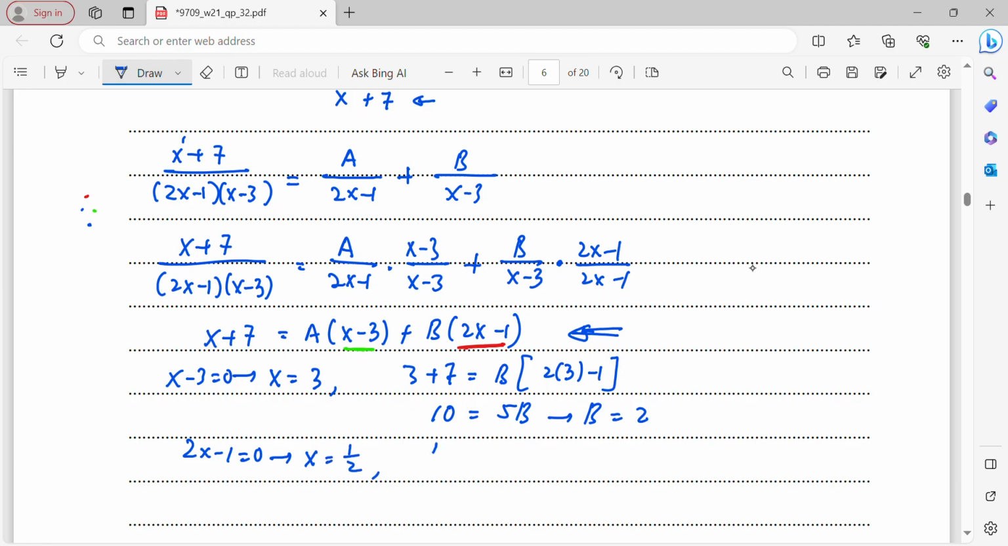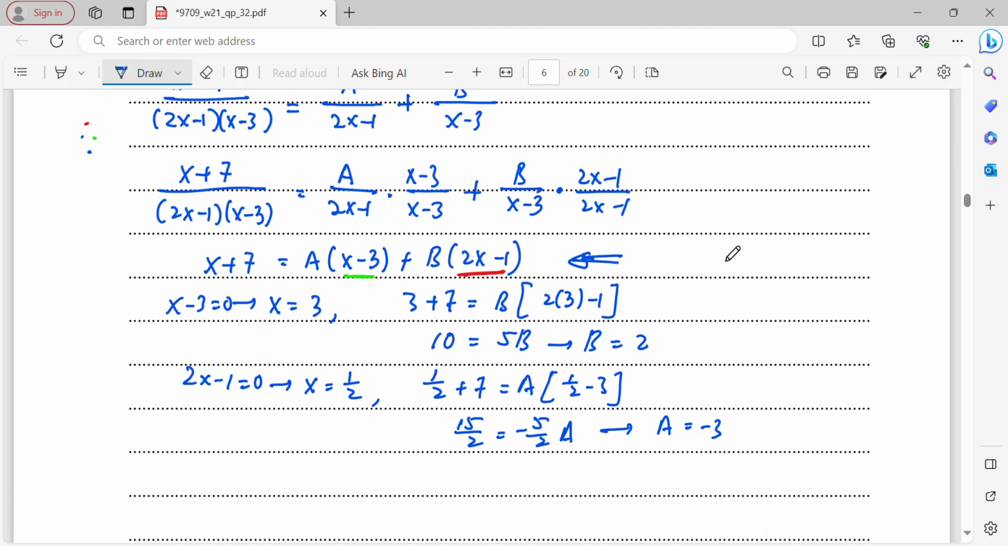So for the left-hand side, half plus 7 equals to a bracket half minus 3. So half plus 7, you will get 15 over 2. Then half minus 3 is negative 5 over 2a, which means now my a is going to be negative 3. Okay.